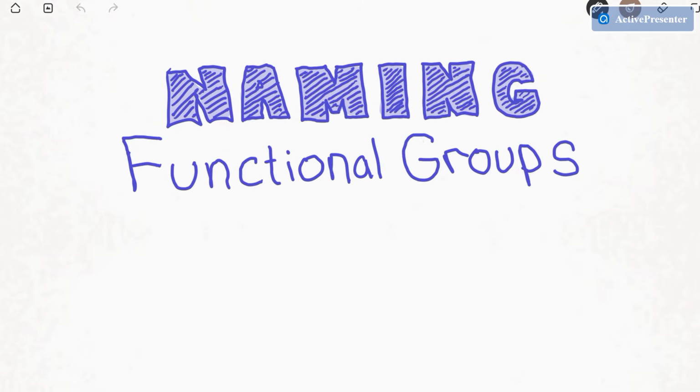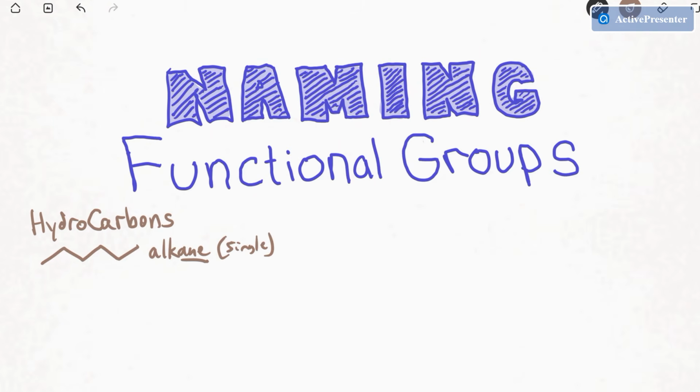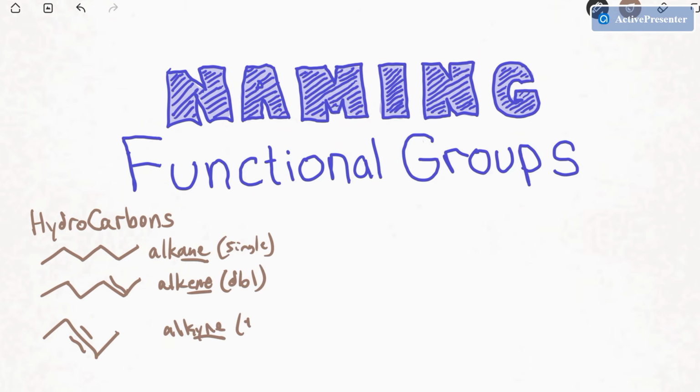Naming functional groups. Okay, so first we started out with hydrocarbons, right? Hydrocarbons, because there's hydrogens surrounding a carbon, and the carbons are in a chain. So just this plain old hydrocarbon, that would be an alkane, A and E, because it's all single bonds. And then there are alkenes, because there's a double bond. And then there are alkynes, because there's a triple bond. Let's just take the simplest one, the alkane, for these examples, and then we'll get into prioritizing double and triple bonds in a little while.